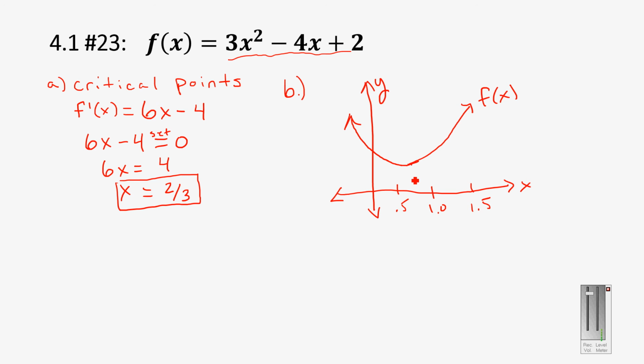And what this really means is that at x equals 2/3 is where that critical point is. So right about there or so. And so from the graph we see that x equals 2/3 is a local minimum. Okay, so not too bad on that one.